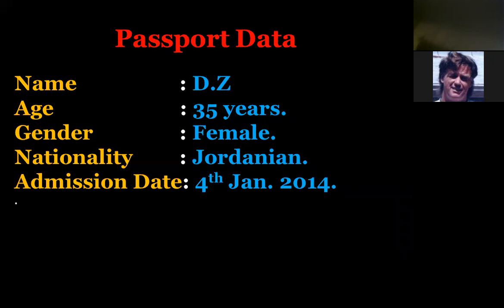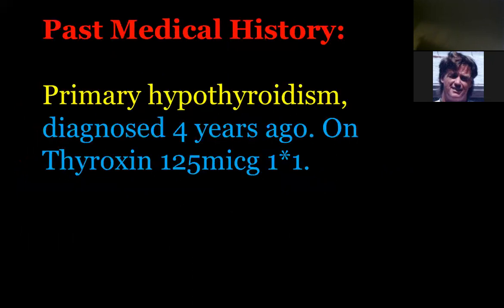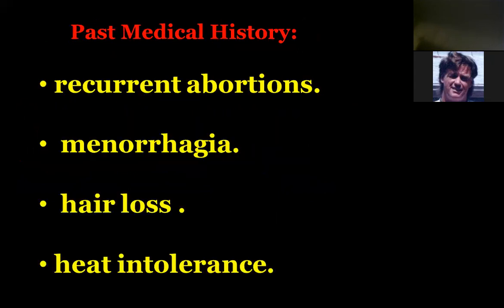Back to our case. Our case for today is a 35-year-old Jordanian female, and this is back in 2014. She complained of blurry vision for 3 months, left more than right. She complained of morning headaches, nausea and general fatigue. She was diagnosed in the past as primary hypothyroidism, or maybe it is secondary, but she was given thyroxine at that time, and her thyroid was related to the cyst that she had. She had recurrent abortions, menorrhagia, hair loss, heat intolerance, the whole spectrum of endocrine disturbance, in addition to the visual disturbance. So it was very symptomatic.